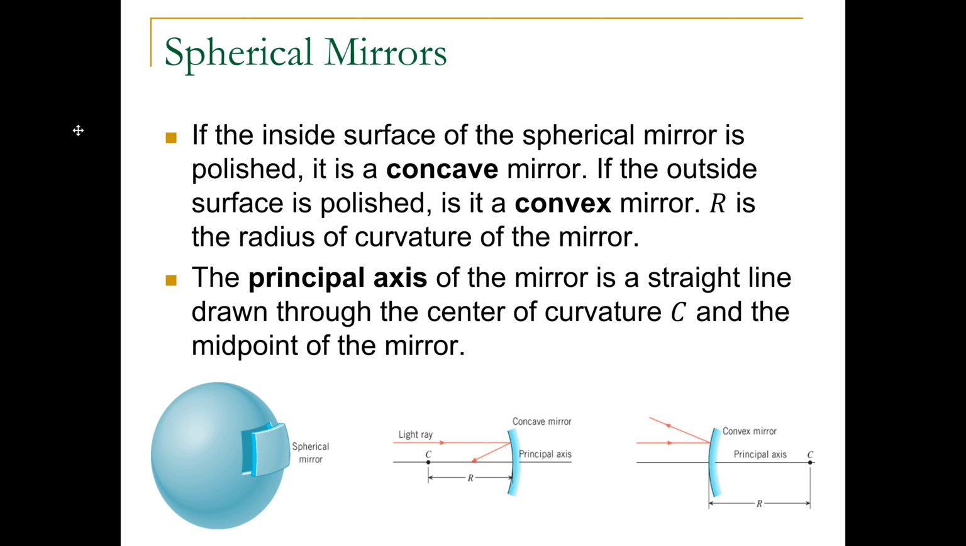Here, the capital C is representing the center of that sphere. It's also referred to as the center of curvature. And our capital R would be the radius of that sphere. And one other term here, the principal axis is a line that's drawn through our center of curvature and then in through the center of that mirror. So it should hit the mirror perfectly perpendicular to it.